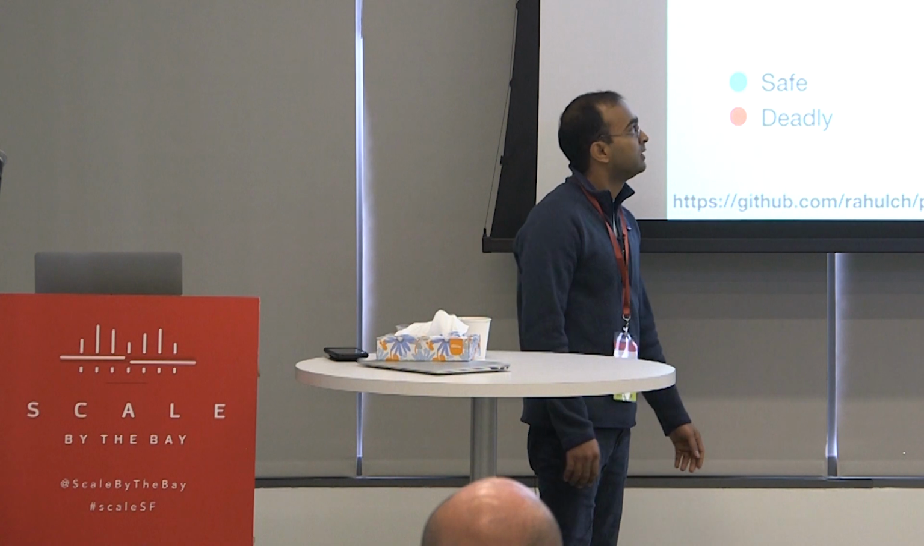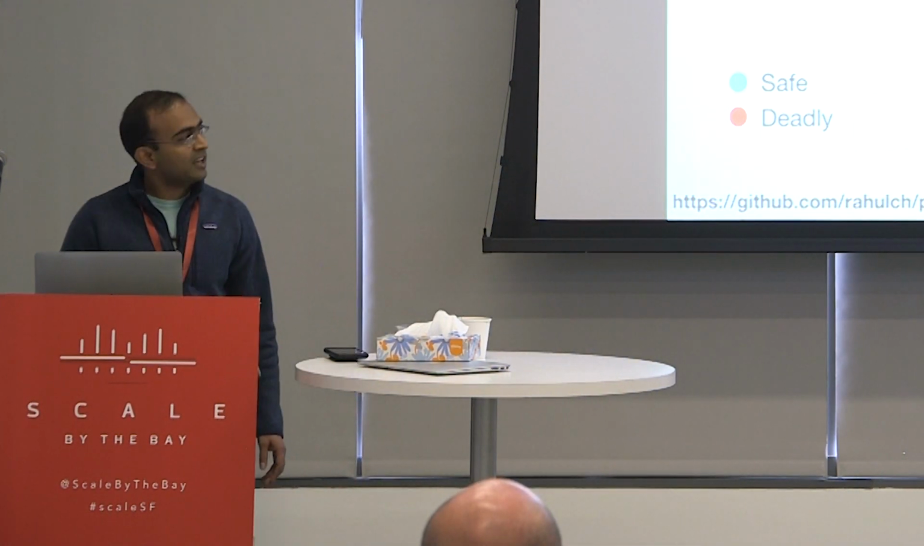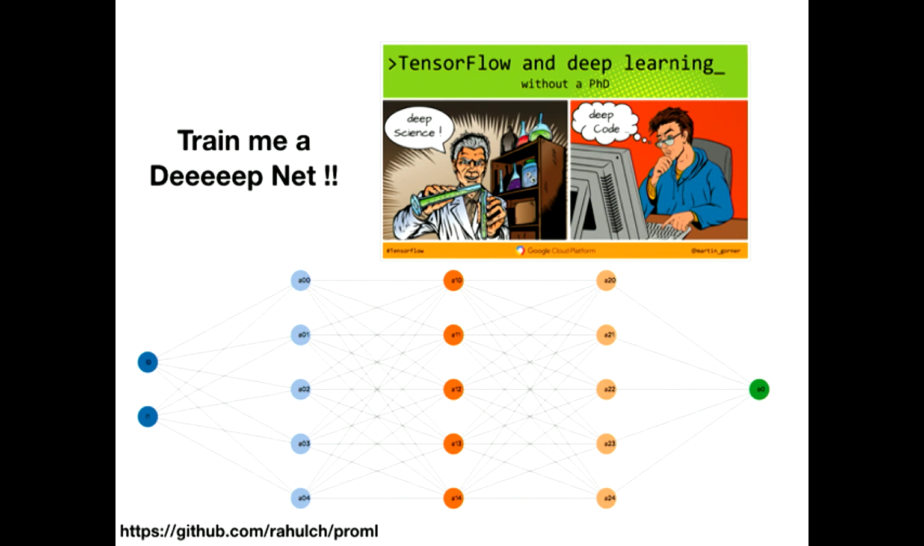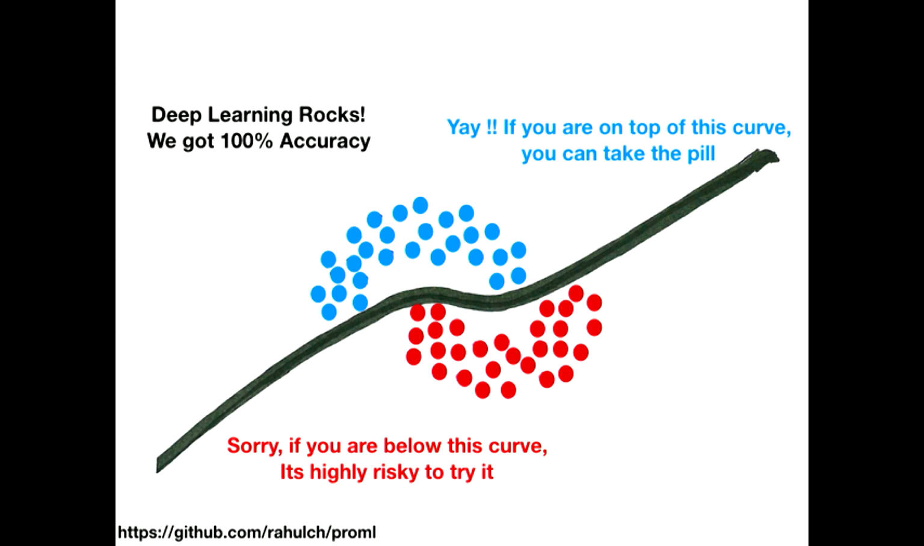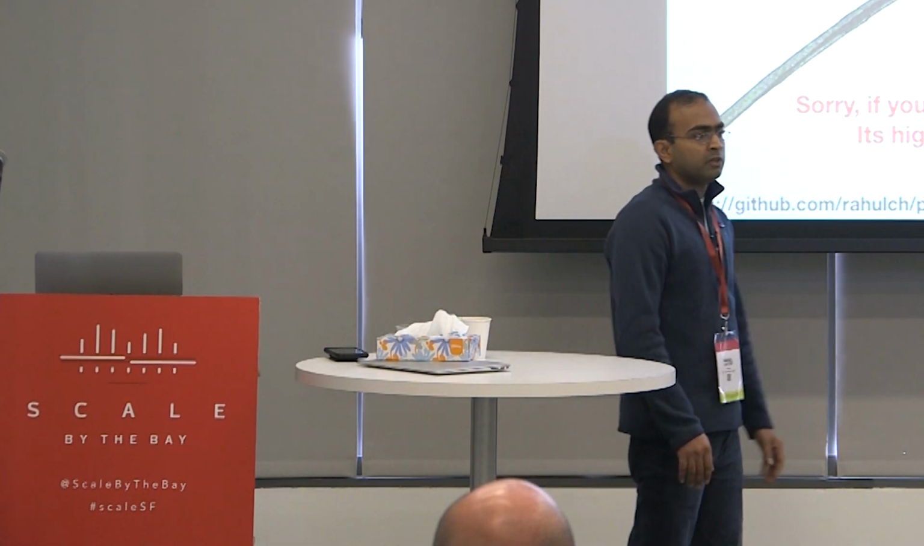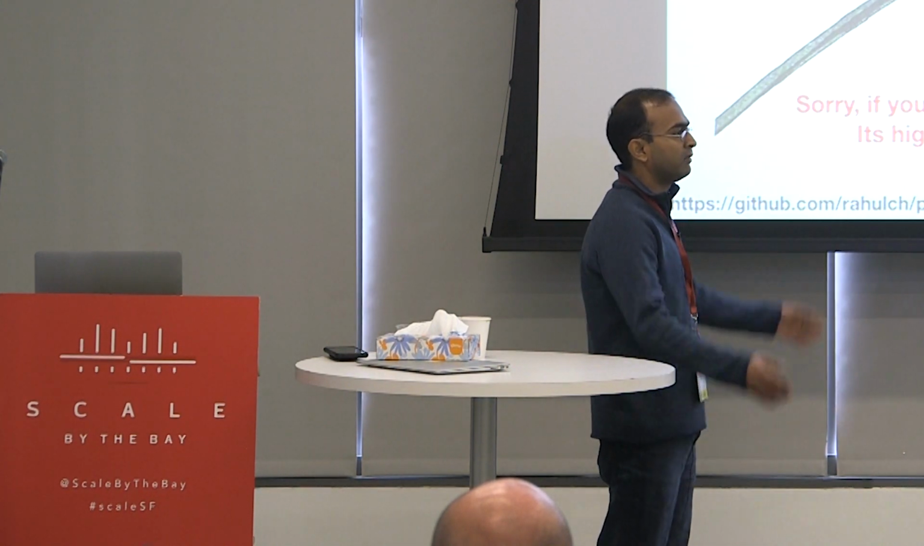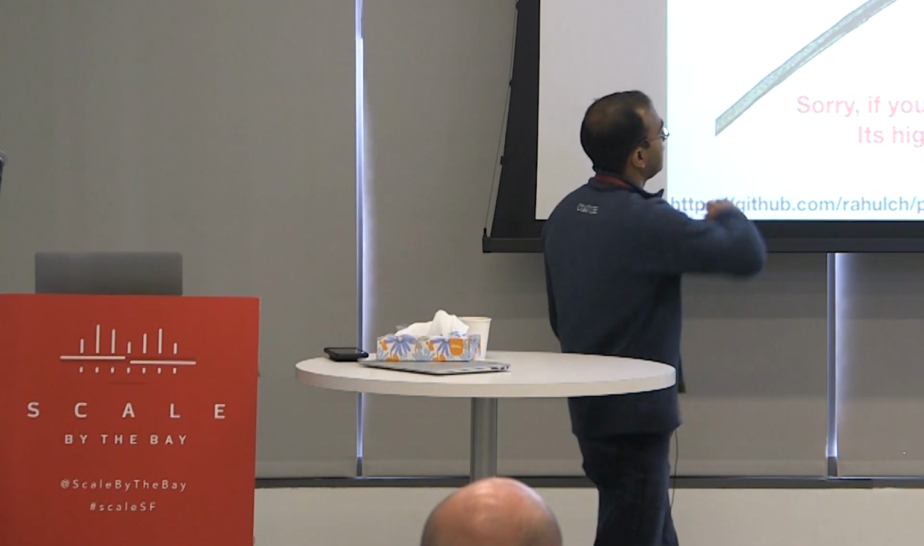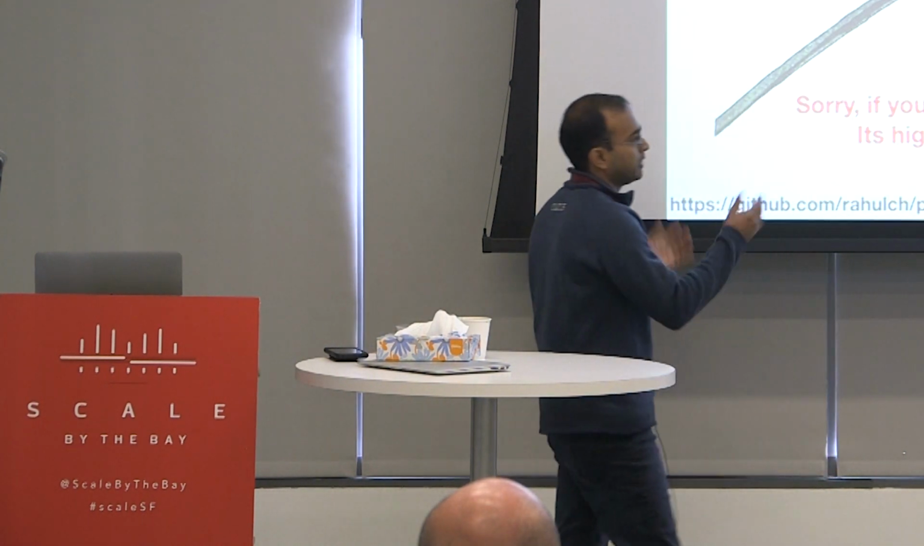Obviously we are going to train a model, and these days everything is deep learning. So we are going to train a deep learning model, and as Google says, you don't even need a PhD to do that. Let's see what the accuracy would be with such a model. Yay, we got 100% accuracy. What this is showing is anything above the curve is purely safe, and whatever is below the curve is a dangerous zone, and you don't want to take the drug if you are in this zone. This is too good to be true, right? It's a perfect model. The deep net essentially bent itself and classified perfectly.